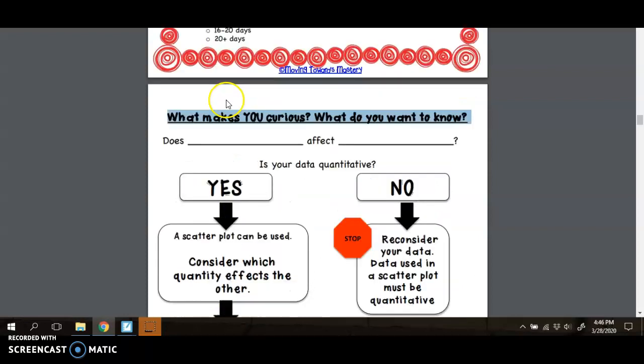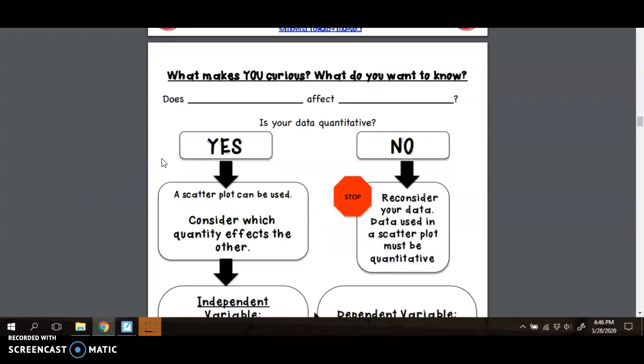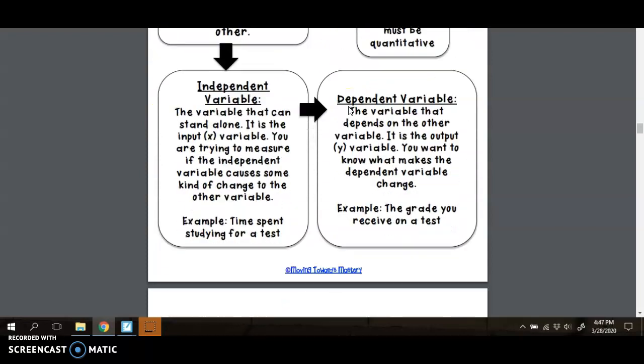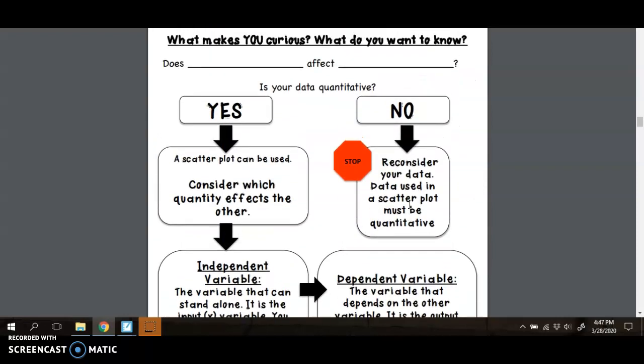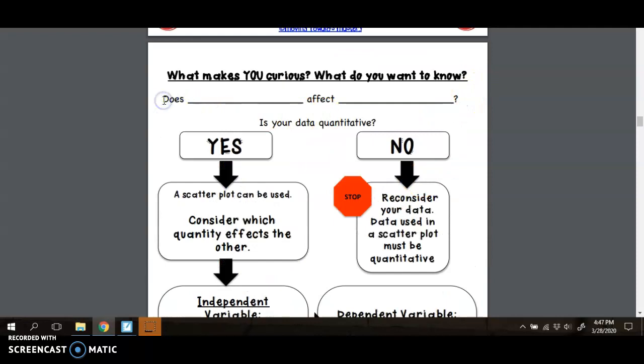What you're going to do when you create your scatter plot is think of something that's going to make you curious, okay? What are you curious to see? What do you want to know more about? What kind of sets of data are you going to be curious to go through? So, does blank affect blank? One example they give in here is, does time spent studying for a test affect the grade you will receive on a test? Ultimately, you're going to answer this one question: does the amount of time you study affect the grade you actually get on your test, okay?